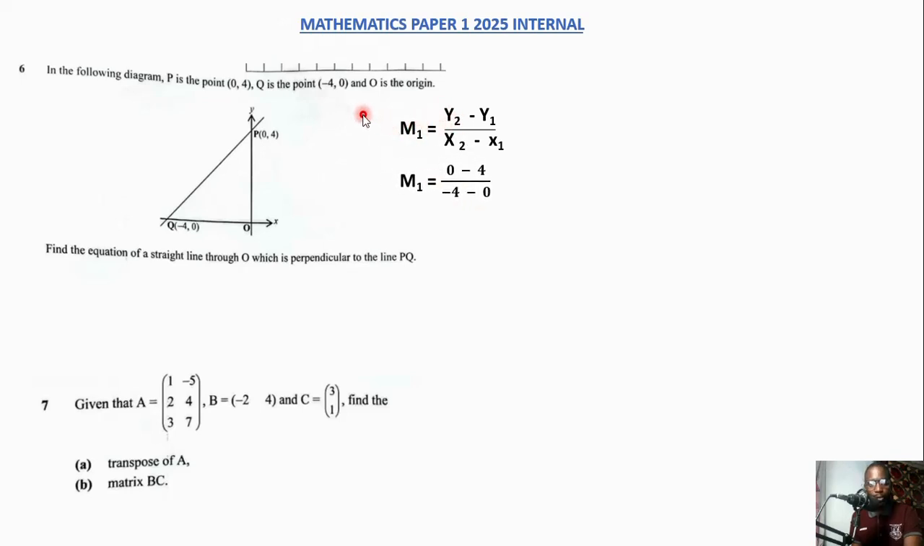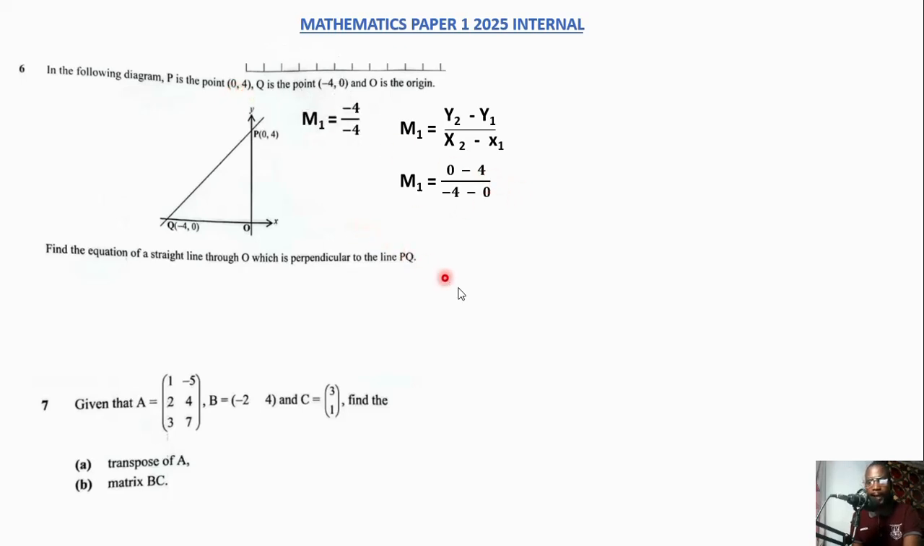So y2, where is y2? Y2 is here, which is 0. No wonder here I've put a 0. Minus, what is y1? Y1 is the one which is here, which is +4. Divided by x2. Where is x2? x2 is here, which is -4. No wonder I put a -4 here. Minus, what is x1? x1 is right here, which is 0. No wonder I put a 0 here.